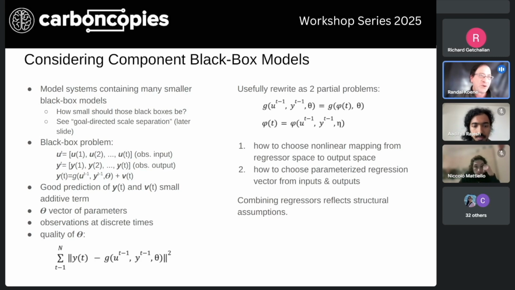It's useful to decompose g into two partial problems: how to choose the nonlinear mapping from regressor space phi to output space, and how to choose the regression vector phi from past inputs and outputs, mapping u^t and y^t to a regression vector that is itself parameterized. The way in which regressors are combined in g will clearly reflect the structural assumptions about the system.